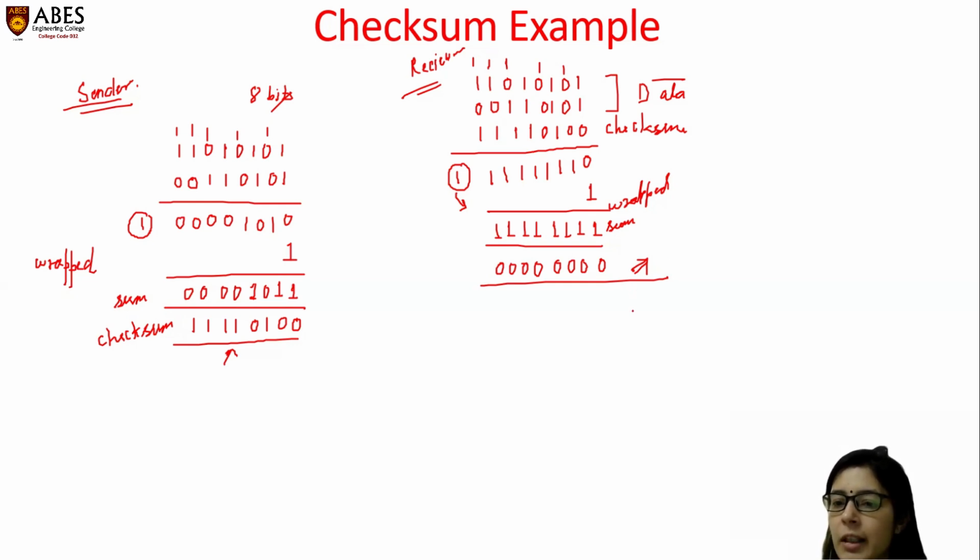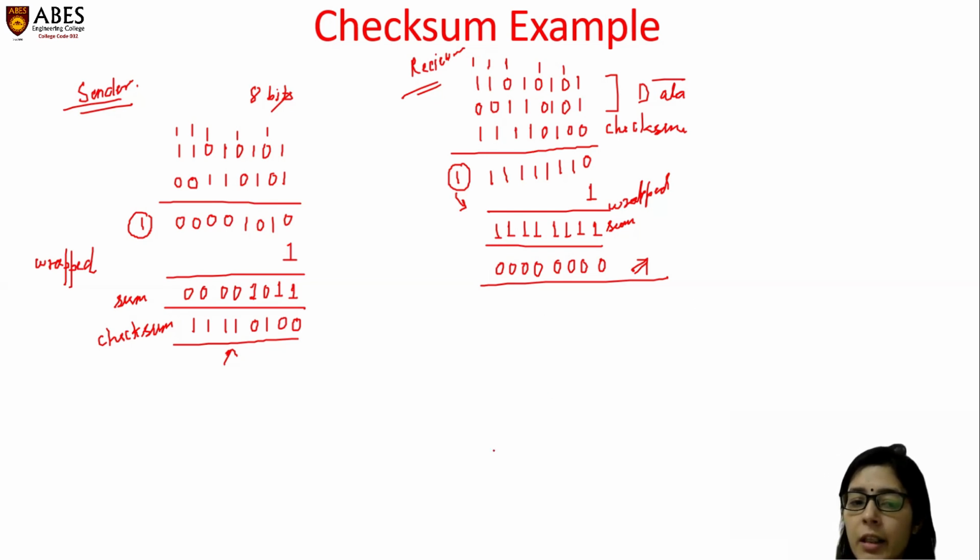So this is the method of checksum, and this is the way by which the user will be able to detect the errors at the receiver end. This method is comparatively more reliable than the simple parity check as well as the two-dimensional parity check. So this is one example of checksum.